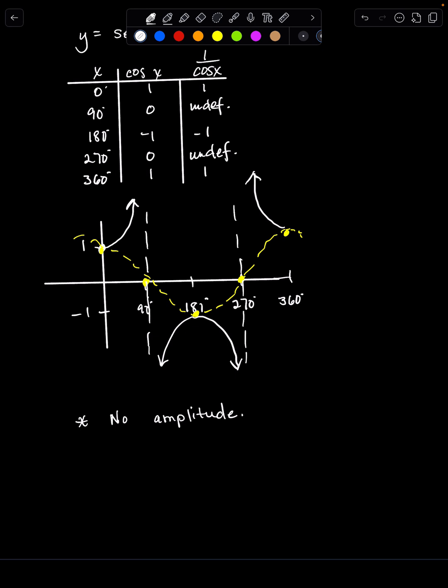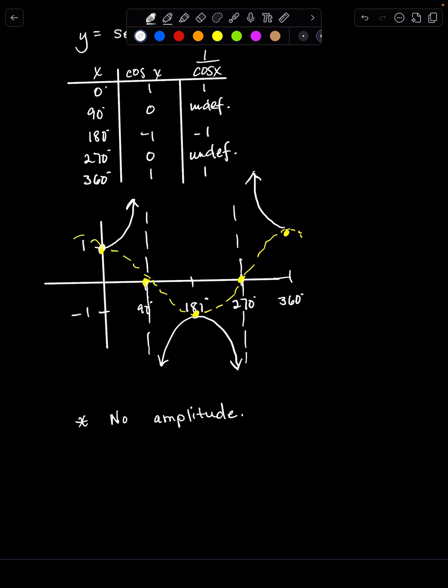Alright, that's going to be important, because even though we're going to use cosine and sine to graph these functions, it's important to remember that they're not going to have an amplitude. Cosine and sine do, but cosecant and secant will not have an amplitude, so there is no amplitude. Alright, the period is going to be the same.